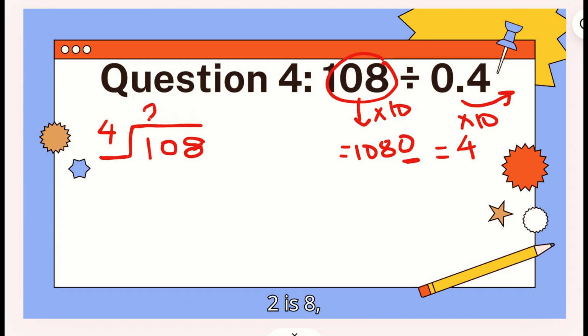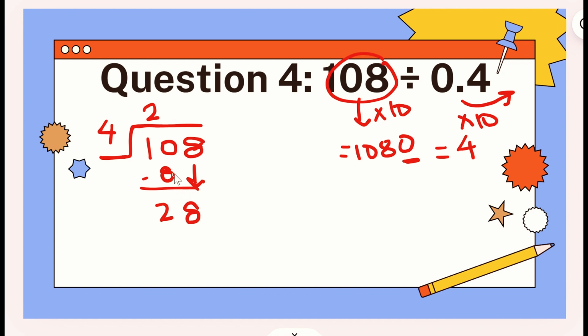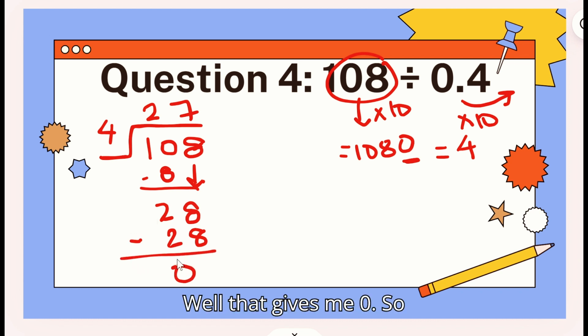So 4 times 2 is 8. That leaves me 0. 8 comes down. 28 divided by 4 gives me 7. So that gives 28. I'm subtracting it. Oh, that gives me 0. So my answer for 108 divided by 4 is 27.